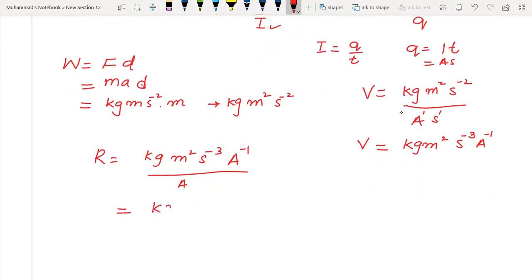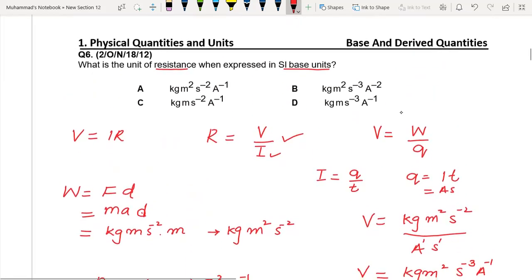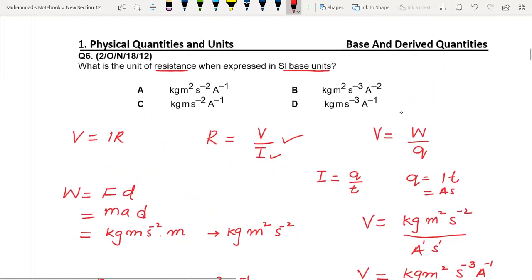That is kg m square s minus 3. This in numerator, A power minus 1. This one will go up, and when you have same bases and the quantities are divided, then you subtract their powers, minus 1 and this minus 1, that will become minus 2. So unit of resistance is kg m square s minus 3 A minus 2.